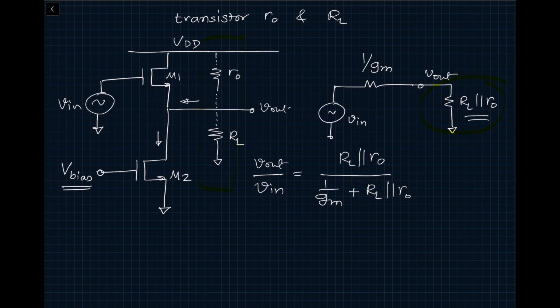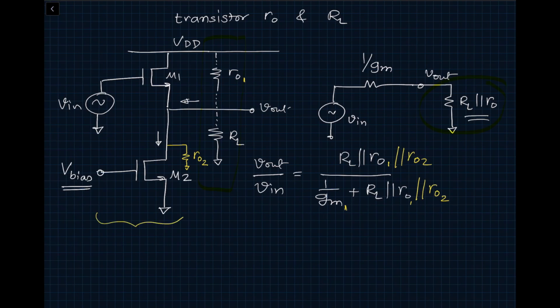If we want to account for channel length modulation, then this circuit will get modified as follows. This particular transistor will have its own RO2. Let's call this RO1. And now our gain expression will look like this. RO1 parallel with RO2. Here also RO1 parallel with RO2, and this will become GM1. So this is a quick way to do the analysis, and this is a way to implement a current source.